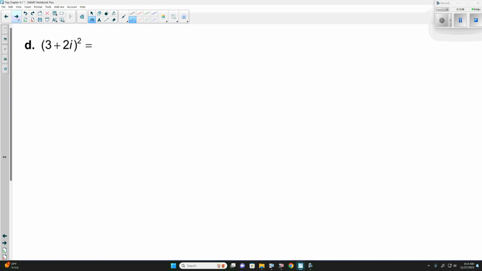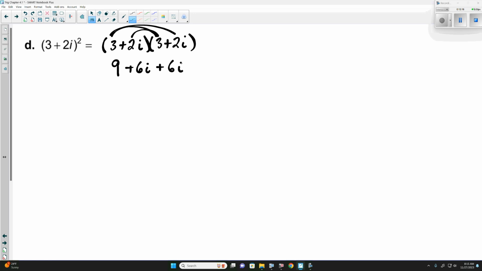Even 3 plus 2i squared. Really that's saying that we're multiplying 3 plus 2i by itself. And then we can do our distributive property. 3 times 3 is 9. 3 times 2i is plus 6i. 2i times 3 is plus 6i. And 2i times 2i is plus 4i squared.